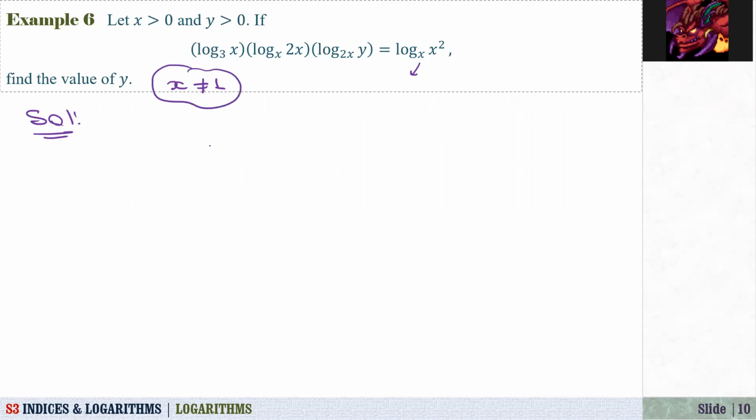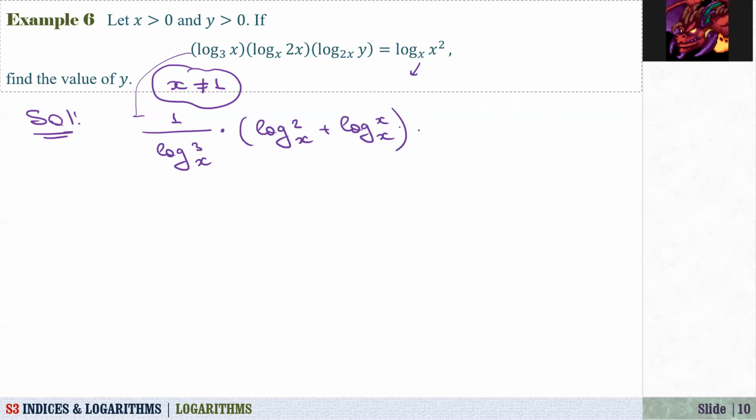So under this condition, what can I do here? Either I have to change the bases. The first one, if I just write it upside down, I can write it as 1 over logarithm of 3 to the base x. The second one, here we have 2 multiplied by x, so I can just write it as logarithm of 2 to the base x plus logarithm of x to the base x. I'm just separating this. And the last one is just 2x.